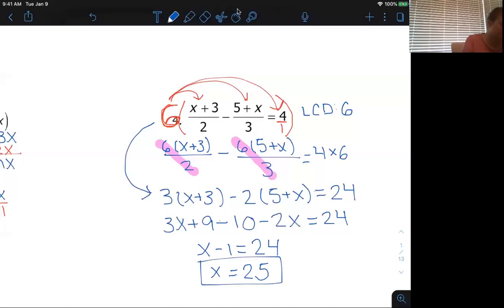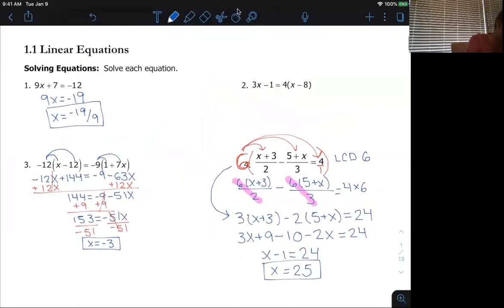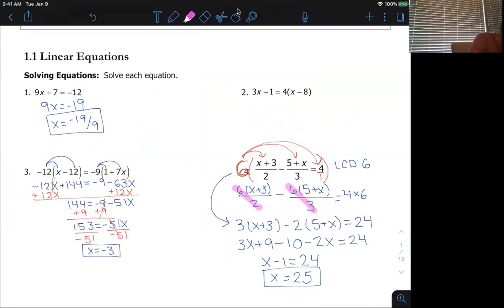Okay, awesome. All right, this last one here, I'm going to have you stop, and I'm going to have you try this alone and see how you can do, and then you're going to listen to my answer. You should be doing okay with it. It's an Algebra 1 problem.